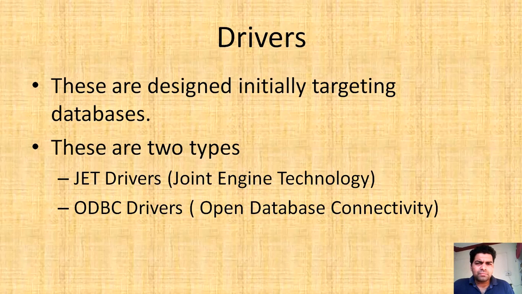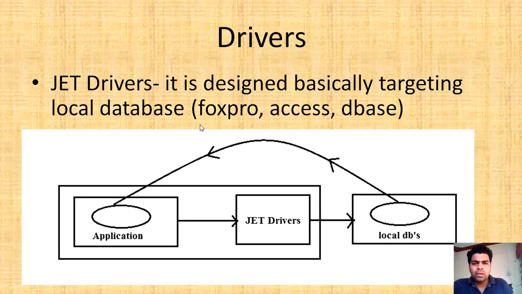So what is a driver? Basically, drivers are software, a set of code, designed initially targeting a database. There are two different types of driver. The first is the JET driver, Joint Engine Technology, and the second one is the ODBC driver, Open Database Connectivity. We are learning about the fundamentals of drivers. These drivers are designed initially targeting databases. Now, what is the JET driver? It is designed basically targeting local databases.